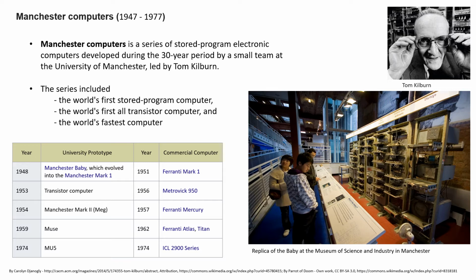Here is the list of computers developed through the 30-year time by Manchester Computers, and it is enlisted as Manchester Baby, which evolved into Manchester Mark I. The picture is shown here on the side, and then Transistor Computer, then Manchester Mark II, then Muse, then MU5, then Ferranti Mark I, Mitrovic 950, Ferranti Mercury, Ferranti Atlas and Titan, and then ICL 2900 series.